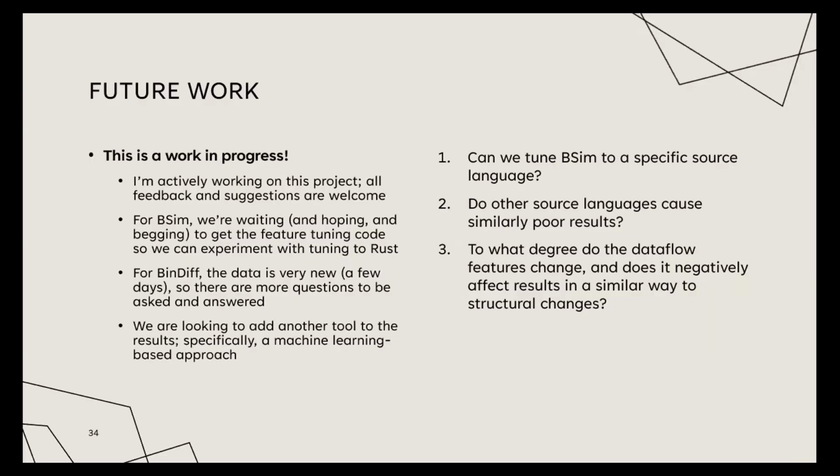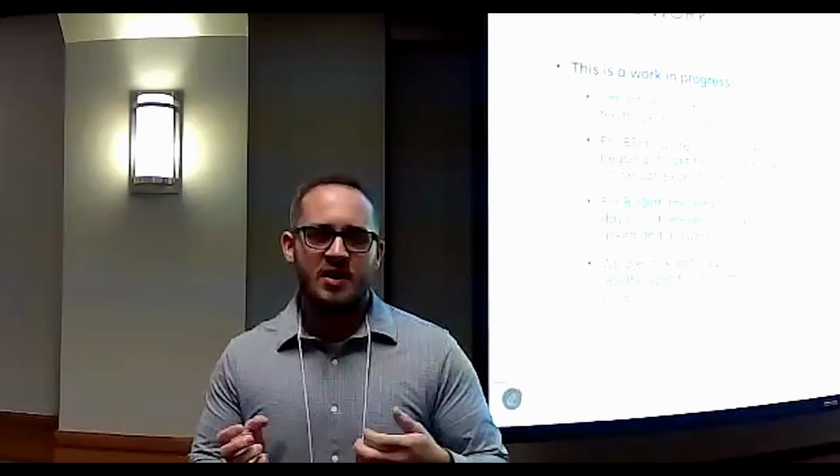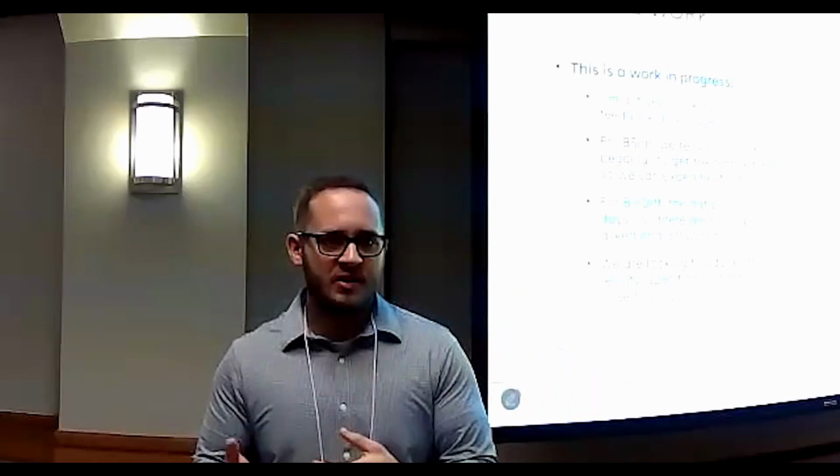And then to what degree do the data flow features change? So similar to what we did with BinDiff, is there another tool that we can just look at data flow, or possibly use an output from BSIM to say how much is data flow changing, to really get a grasp on what features in Rust are changing so significantly that we see this decrease in quality.